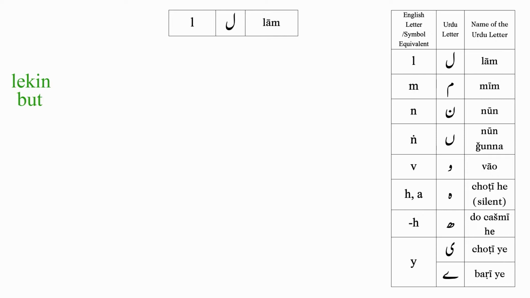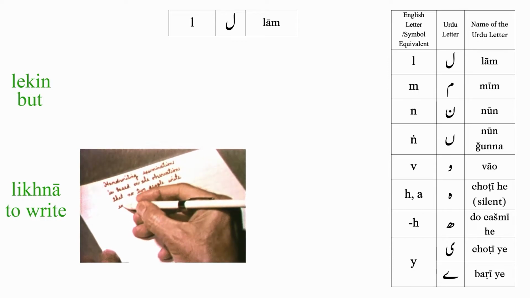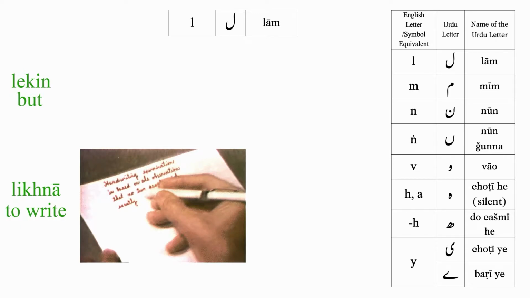Next we have likhna. Likhna means to write. So if I just wanted to say write, it'd be likh. But with that na, it becomes to write. Likhna. And finally, we have log. Log means people.